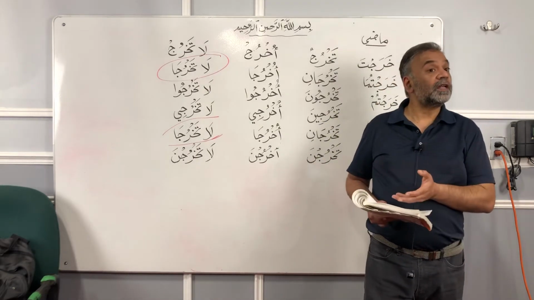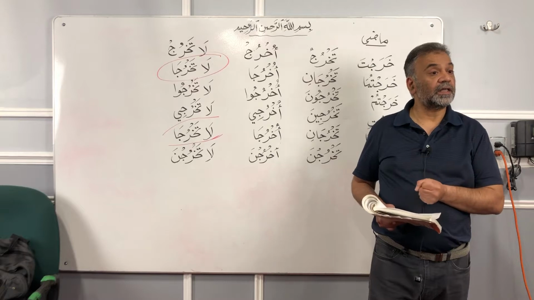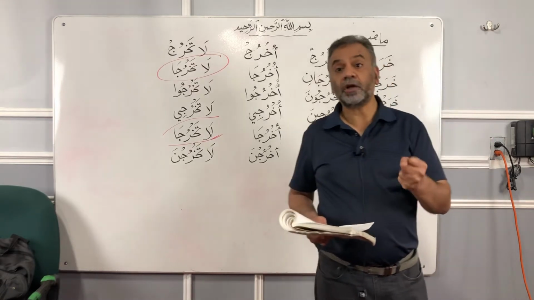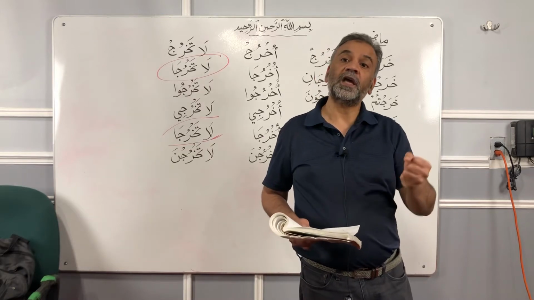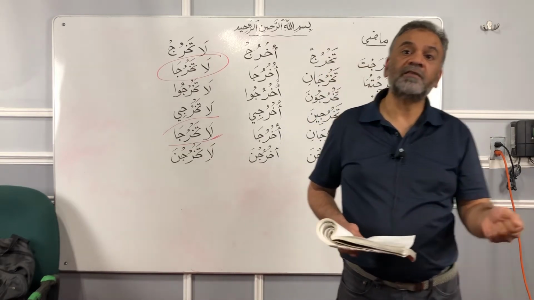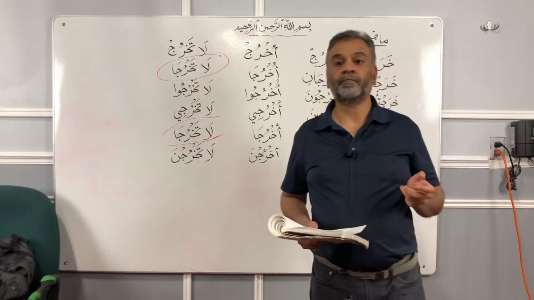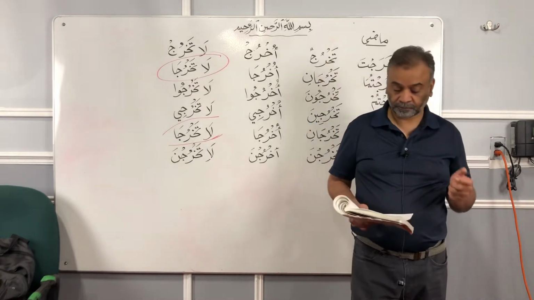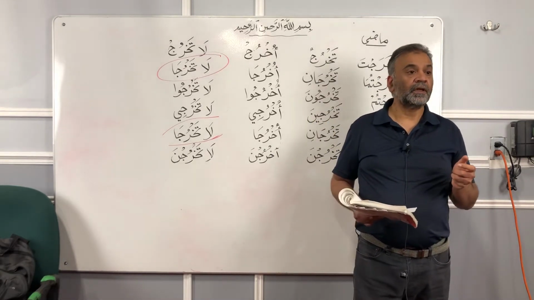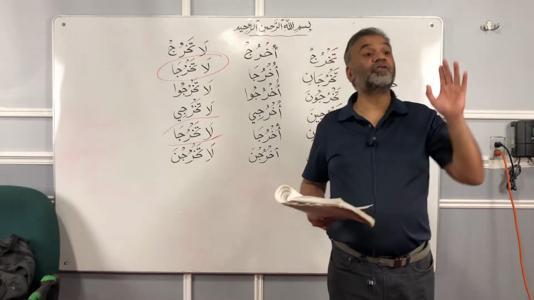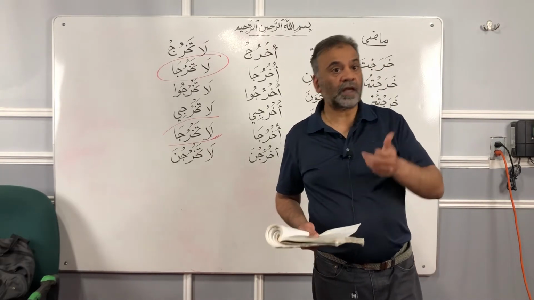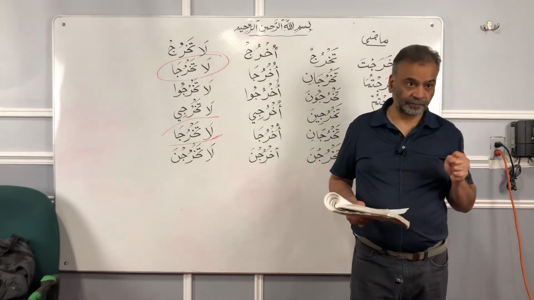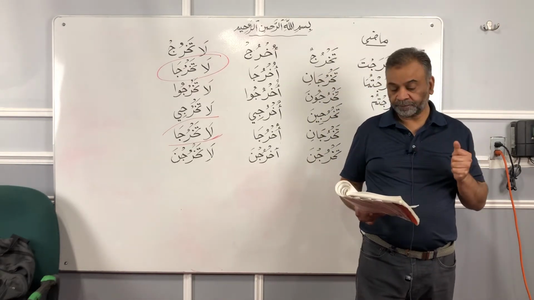How do I know it's la an-nahiya? The la of order indicates amr because it is followed by fail mudare, and fail mudare is majzum, right? As Imam Bhai said, la taqrabu zina, that is la an-nahiya, it's an order. La taqraba hazihi shajarata comes in the Quran, right?